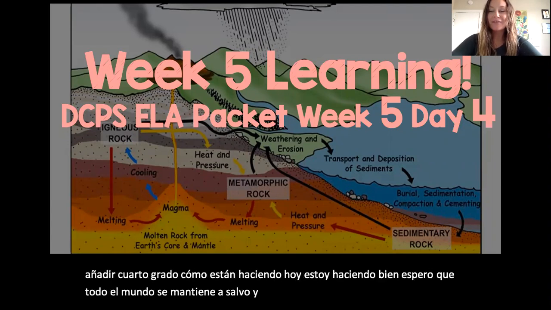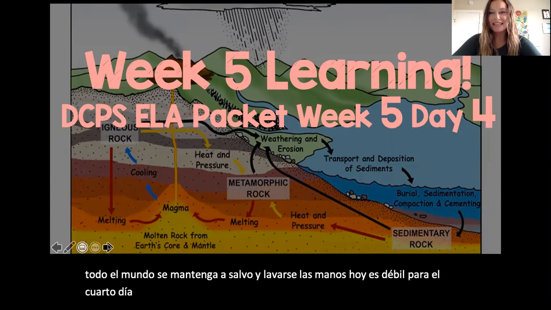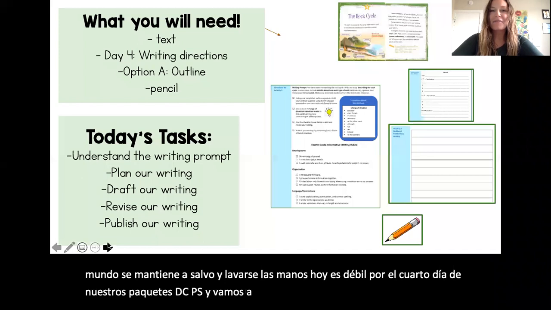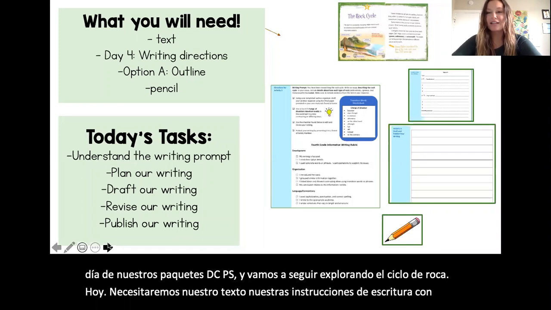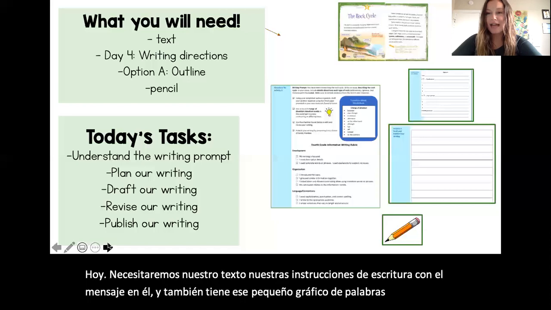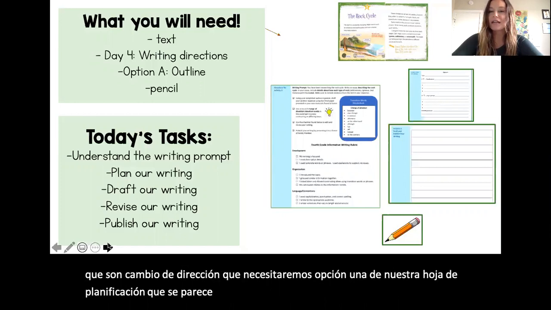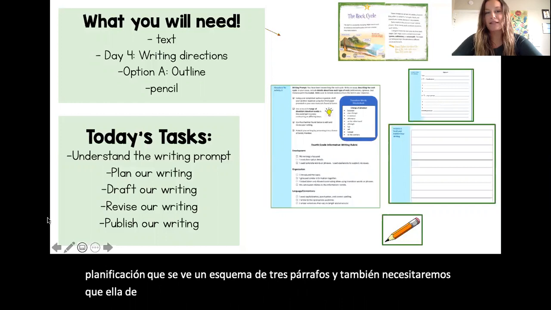Today is week 5, day 4 of our DCPS packets, and we are going to continue exploring the rock cycle. Today we will need our text, our writing directions with the prompt on it, and it also has that little chart of transition words that are change of direction. We will need option A of our planning sheet that looks like a 3-paragraph outline, and we'll also need that sheet of lined paper for our draft, and of course a pencil.